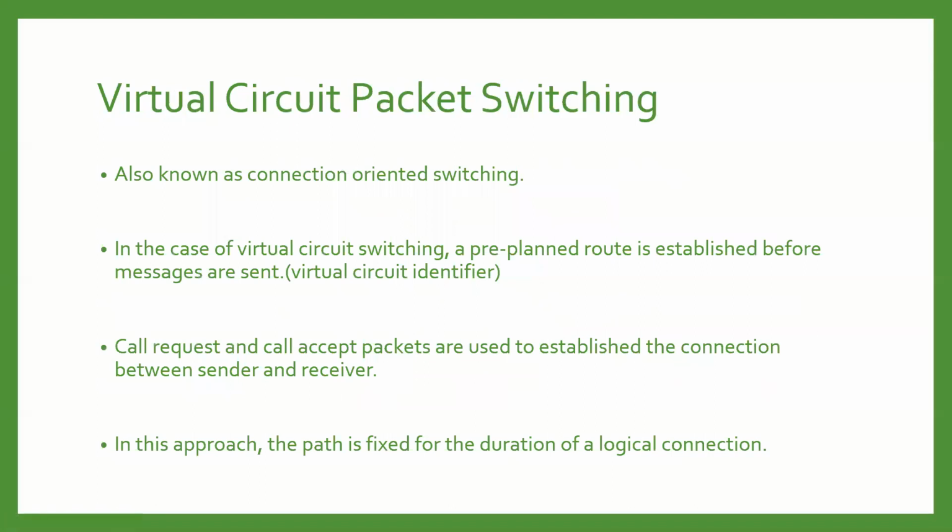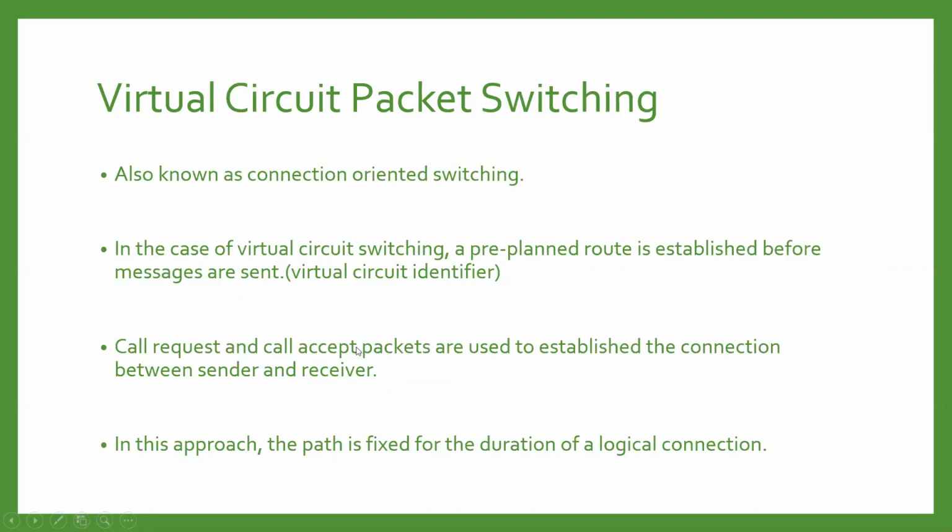Now, virtual circuit packet switching. This is also known as connection oriented switching. In the previous switching technique, we saw connectionless switching. Here connection oriented switching is there. In virtual circuit switching, a pre-planned route is established before messages are sent. By using a virtual circuit identifier, which will always be available, the path is decided and predefined. A logical link will be created, and that will be connection oriented.